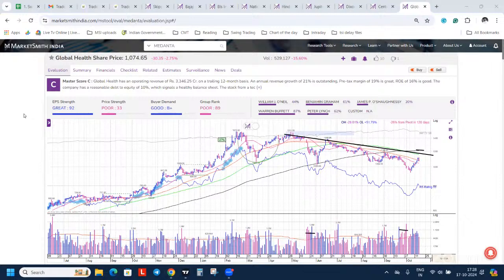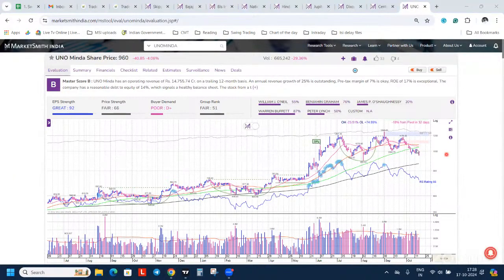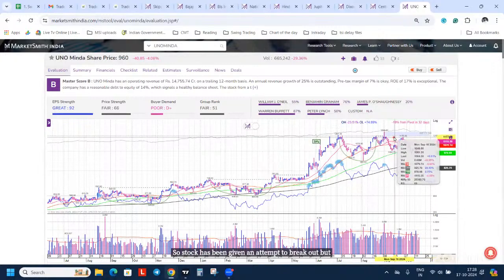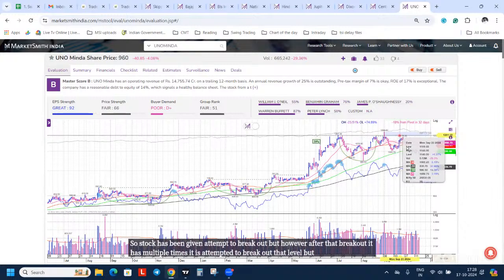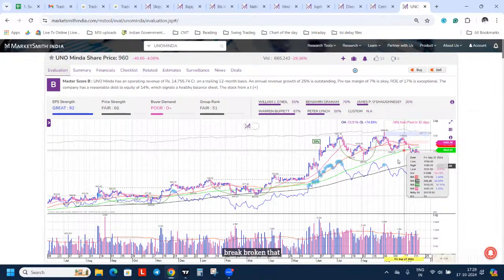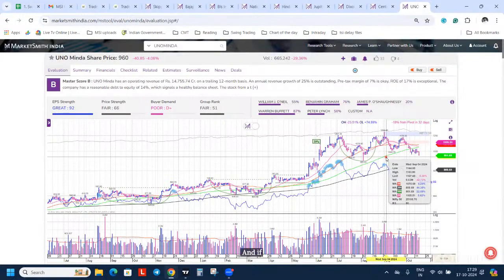Next one is Uno Minda. The stock gave an attempt to break out, but after that it attempted to break out of that level multiple times and failed, and right now it has broken that cup base also. There is strong support around the 950 level, and if that level breaks, then a fresh downside window might open in Minda.